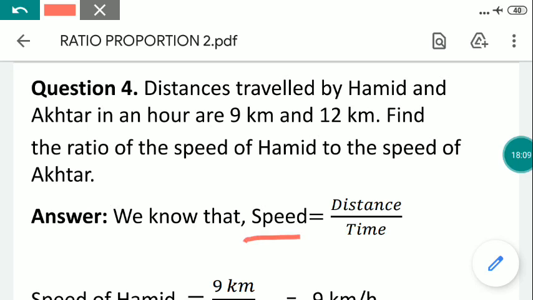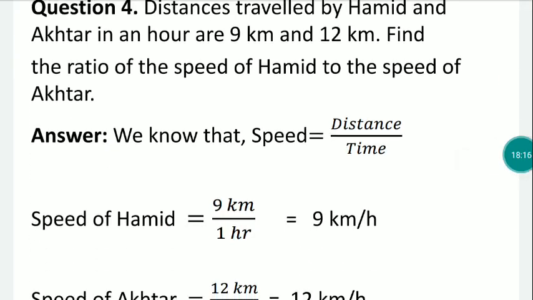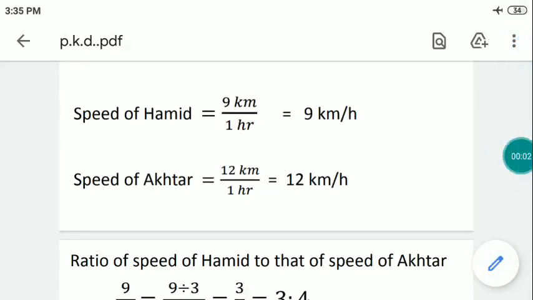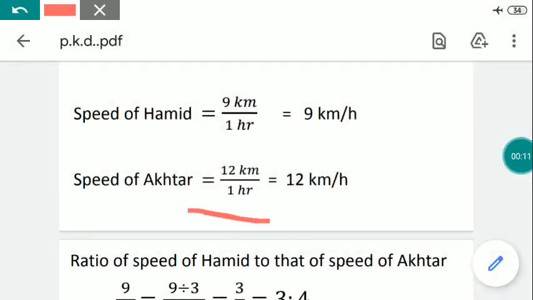So the speed of Hamid is equal to 9 km, the distance Hamid travels, upon time, which is 1 hour. So the speed is 9 km per hour. The speed of Akhtar is equal to 12 km upon 1 hour, which is equal to 12 km per hour. Both speeds are in the same unit.